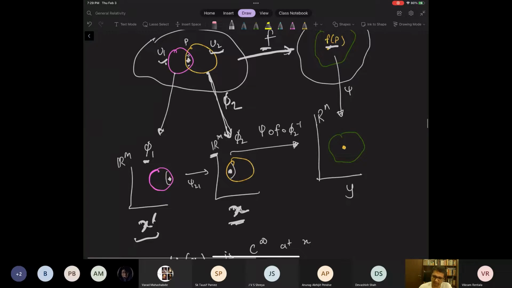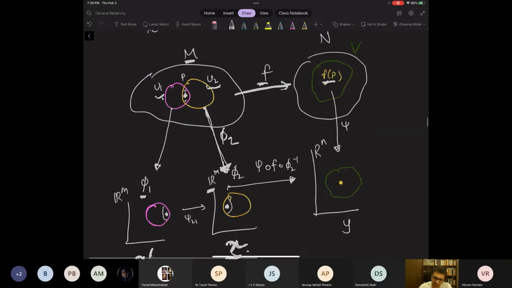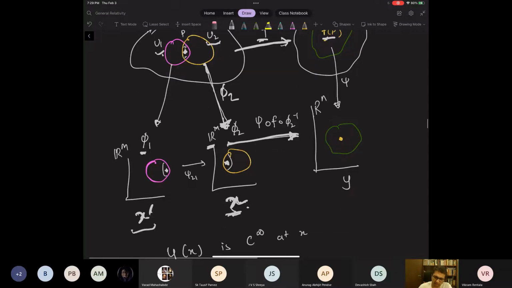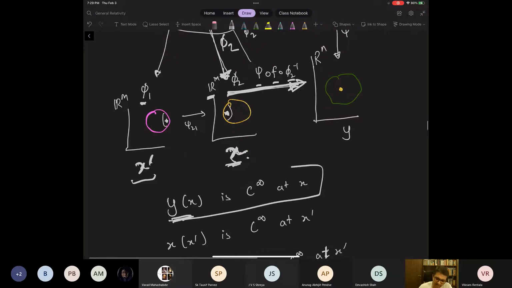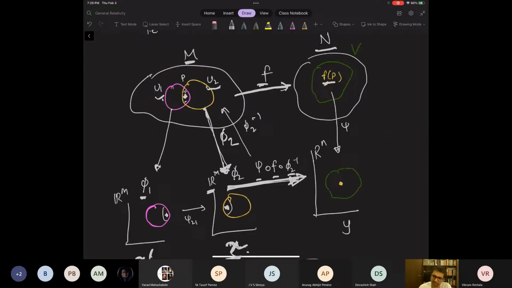Now, the way we have defined differentiability is that we started with one coordinate system. We chose, let's say, the x coordinate system, and we said that the function y of x, the map from the coordinate system x on the manifold M to the coordinate system y on the manifold N, which is psi circle f circle phi2 inverse, where we reverse phi2, is C infinity at x. This gave us a notion of differentiability at the point P.